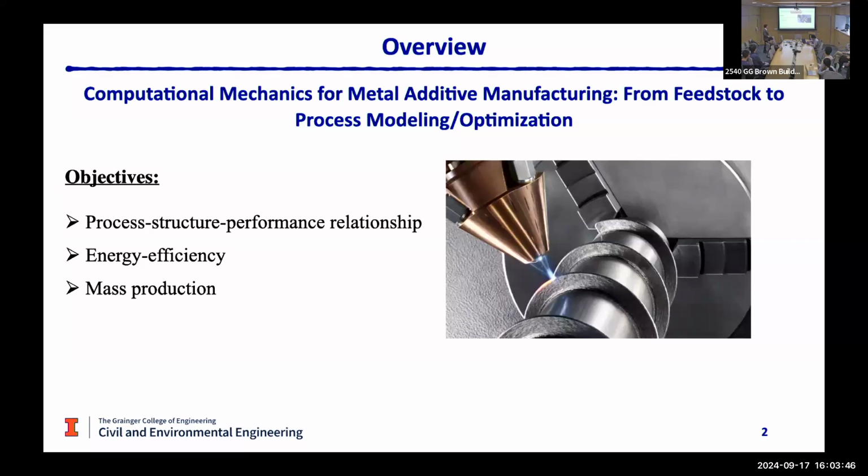And the second one is to achieve energy efficient printing process, because the manufacturing sector is still one of the biggest energy consumer across the industry. And certainly, compared with conventional manufacturing technology, additive manufacturing is still slow and inefficient. So we also want to develop models to help achieve mass production.